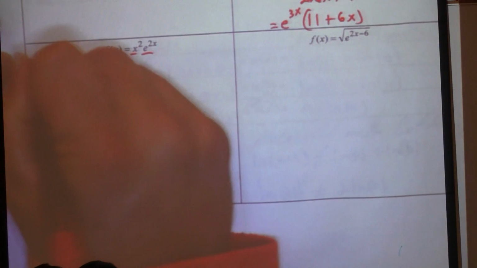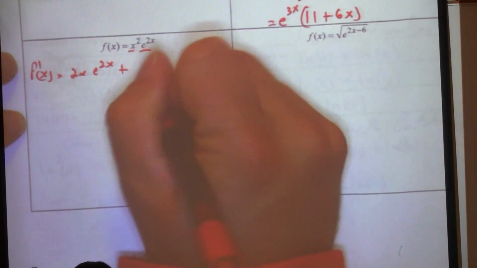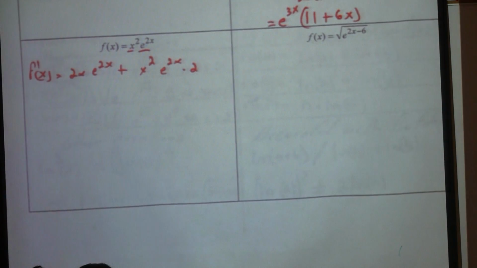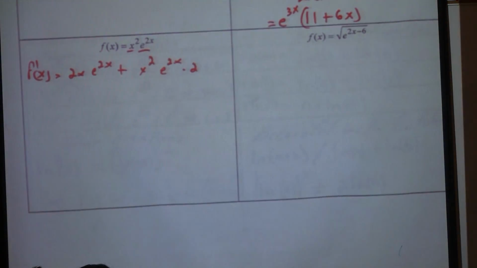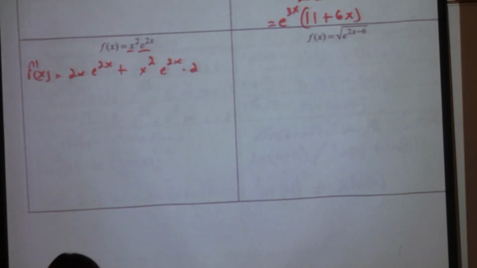So what is this next one? What do I have to do there? Product rule again? Alright, let's do it quick. Derivative of the first, 2x, times the second, plus the first times the derivative of the second. I don't know how to say this to you. It's e to the 2x times 2.